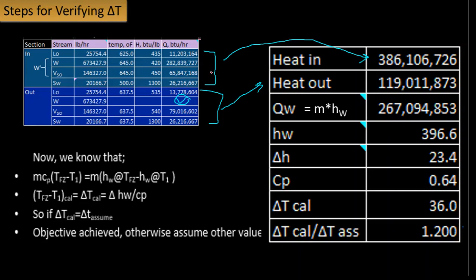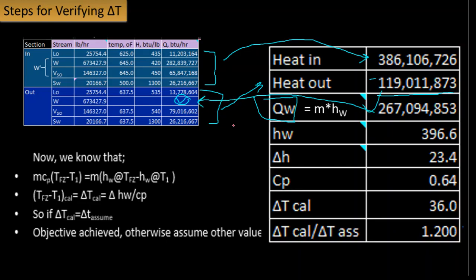It's very simple, because we assume that heat in is equal to heat out. So the amount of QW can be easily calculated by subtracting 386,106 minus 119,011. When you subtract, you will find the value of QW. This is in fact the value of QW.